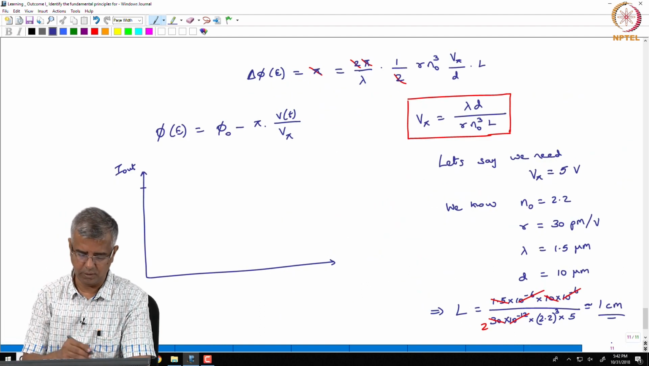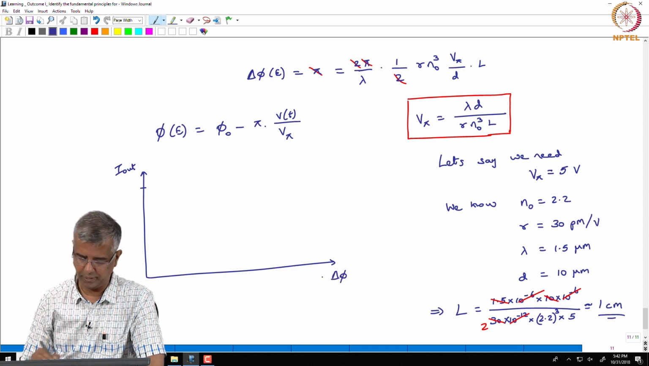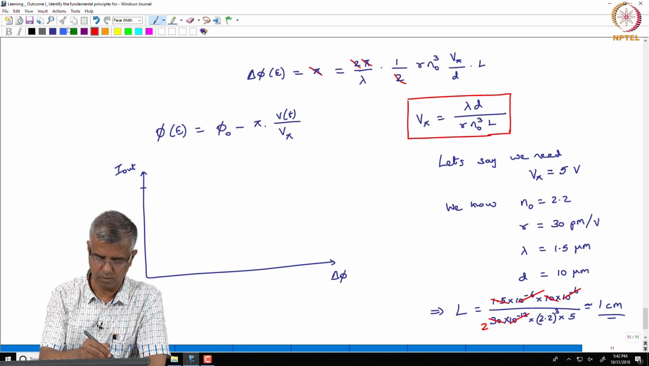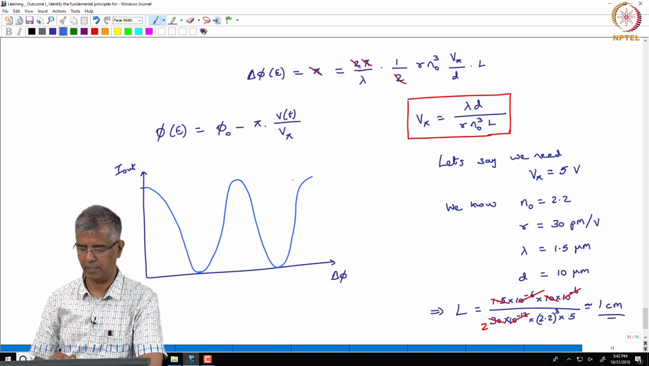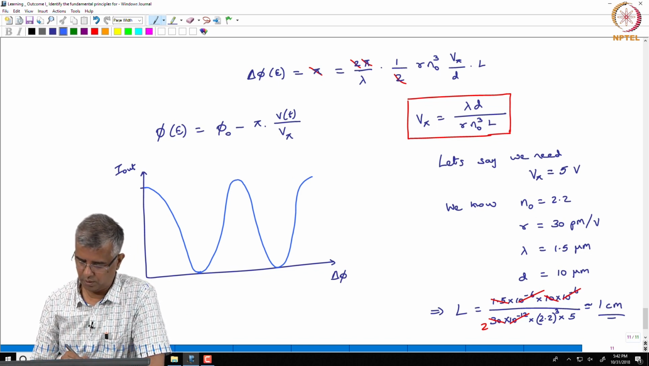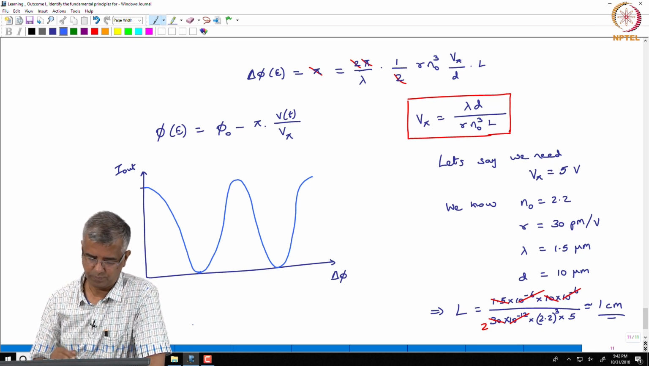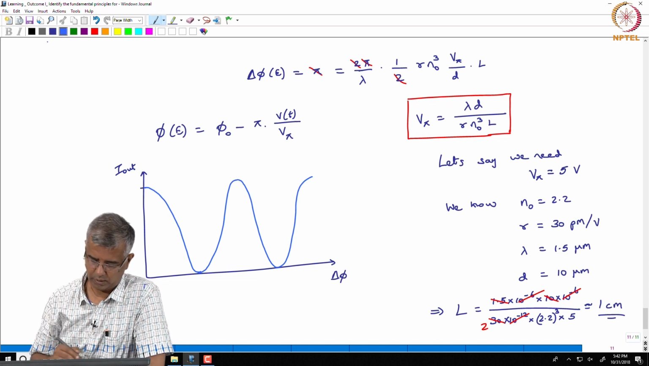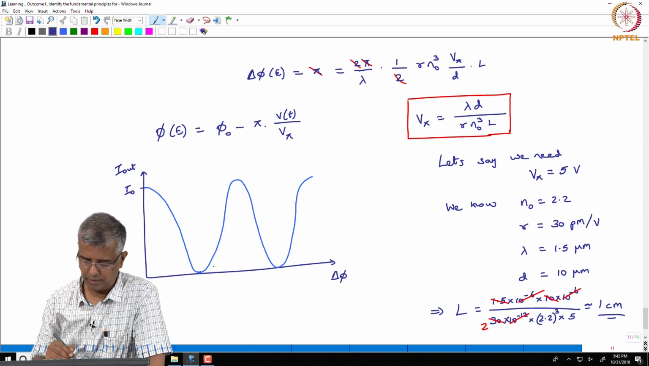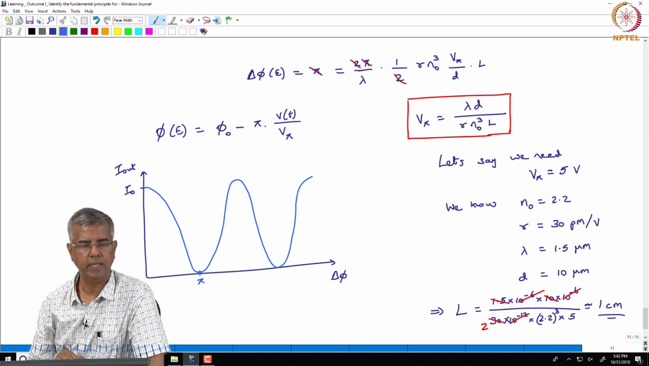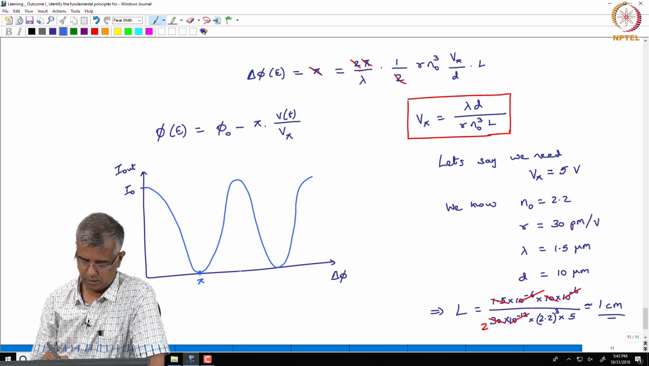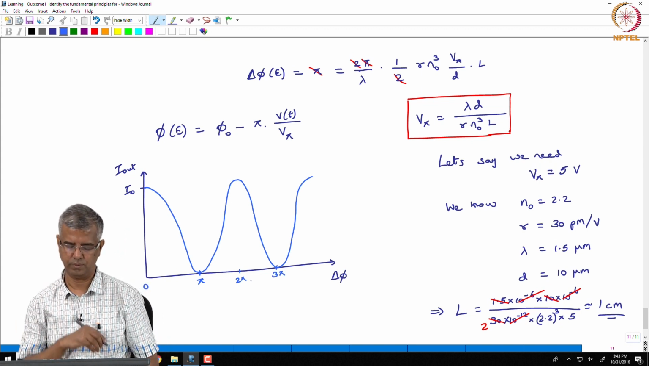So, if you plot I out as a function of delta phi, that is basically a cos square function. It is going to be something like this. When delta phi equals 0, that is going to be the maximum and that corresponds to I naught. When delta phi equals pi, cos square pi by 2 is 0, so you go to 0. Then when it is 2 pi you go to a maximum, and then at 3 pi you come back to 0, and so on.